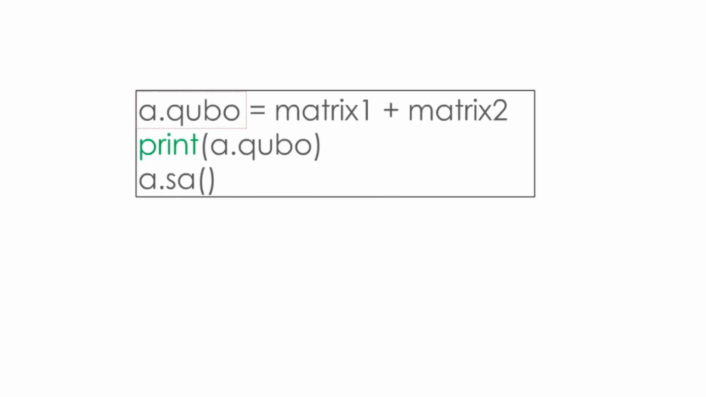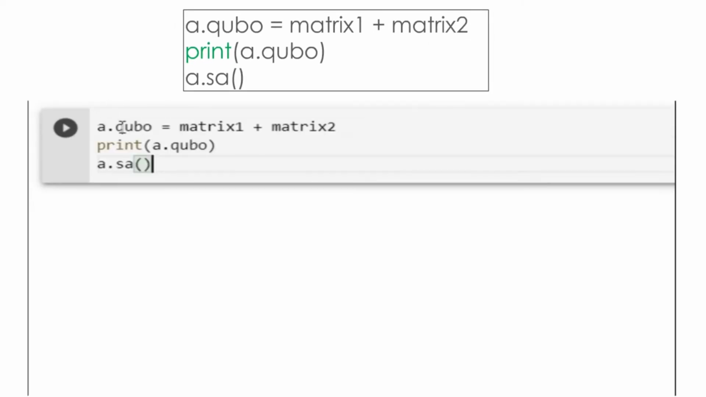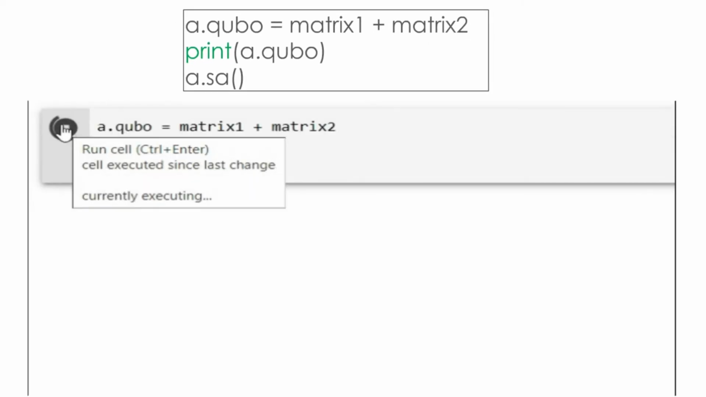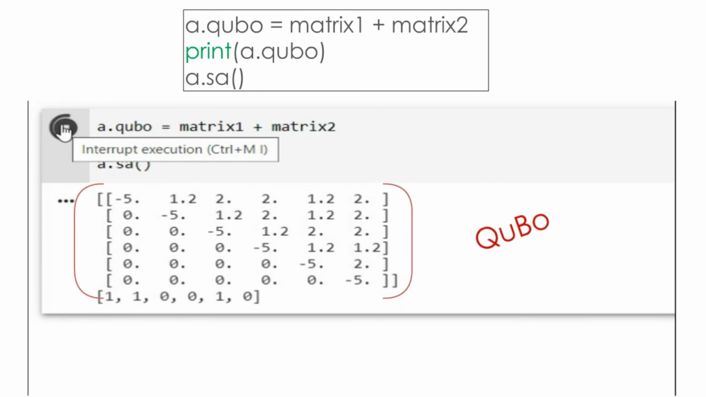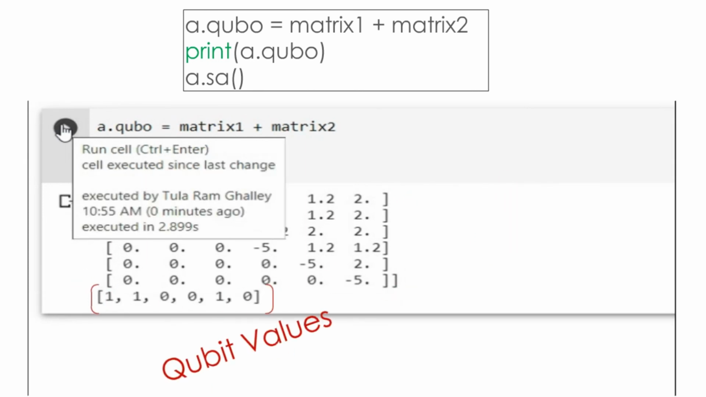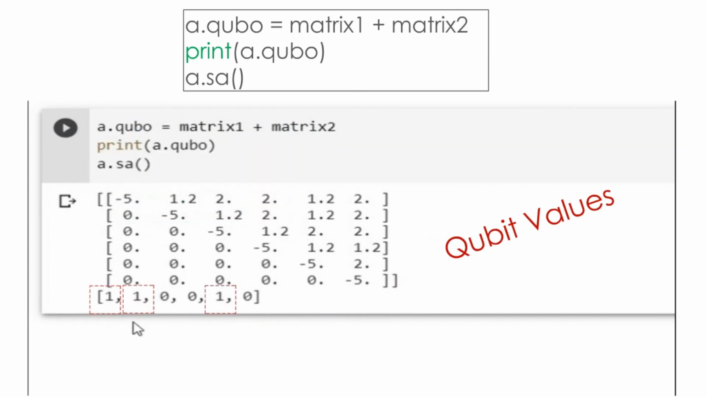Well, to get the QUBO, we have to add matrix 1 and matrix 2. Let's do it in Google Colab. This is the QUBO, and from this QUBO we get the qubit value of each node. What we understood from the qubit value of each node is that if the qubit value is 1, then it means that node has complete connectivity with the other nodes, whereas if the qubit value is 0, then it means that node does not have complete connectivity.